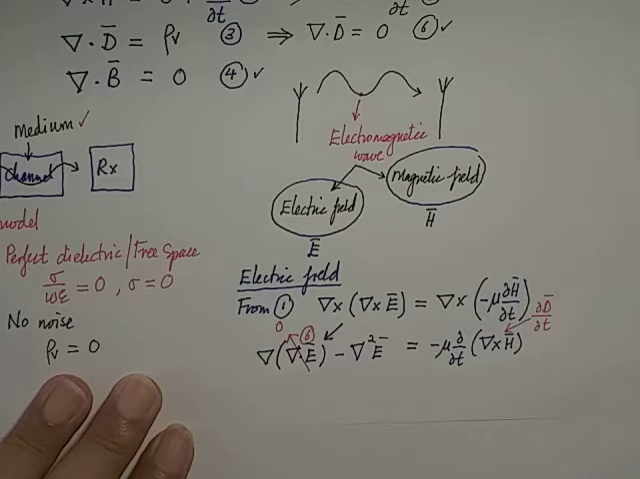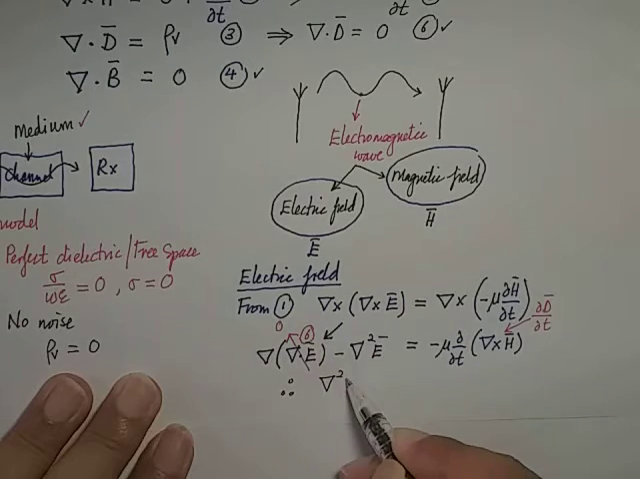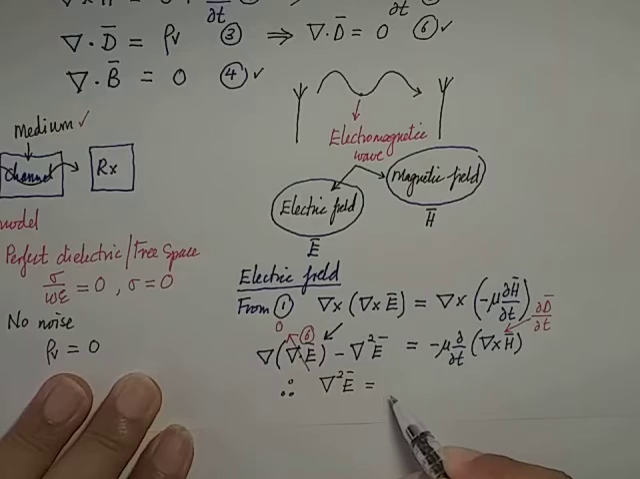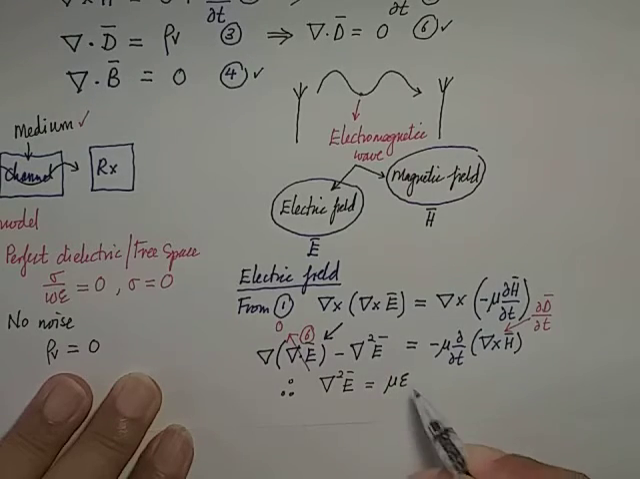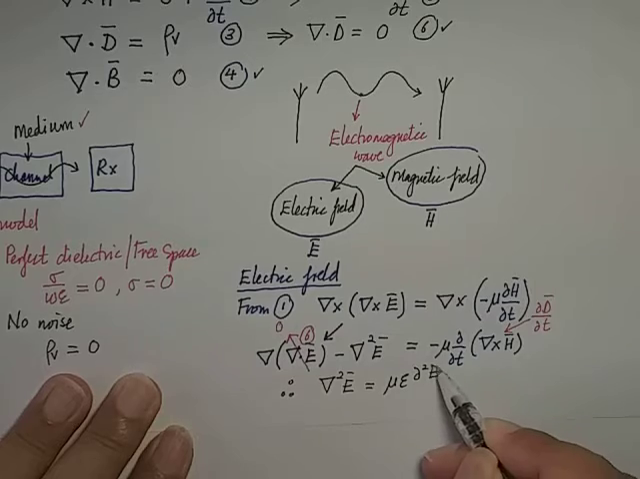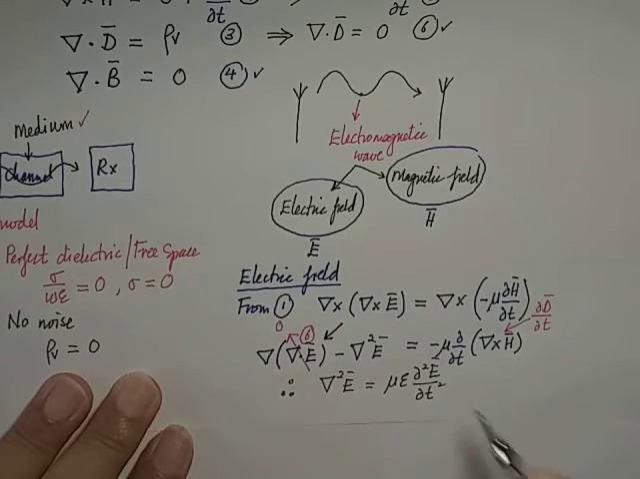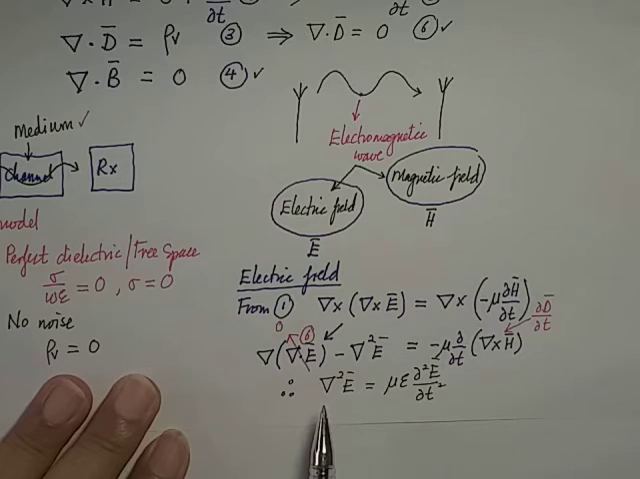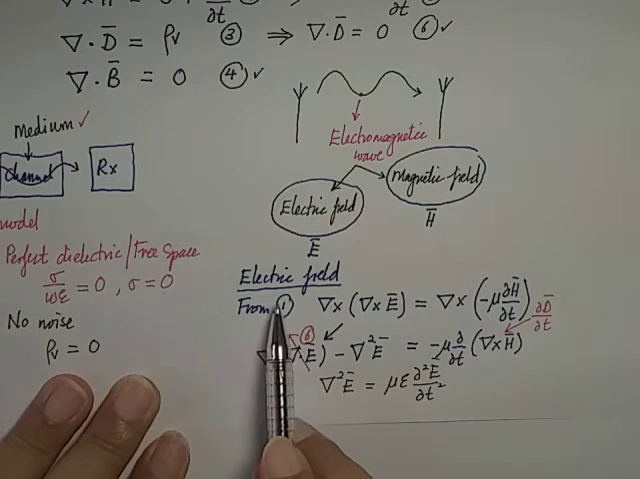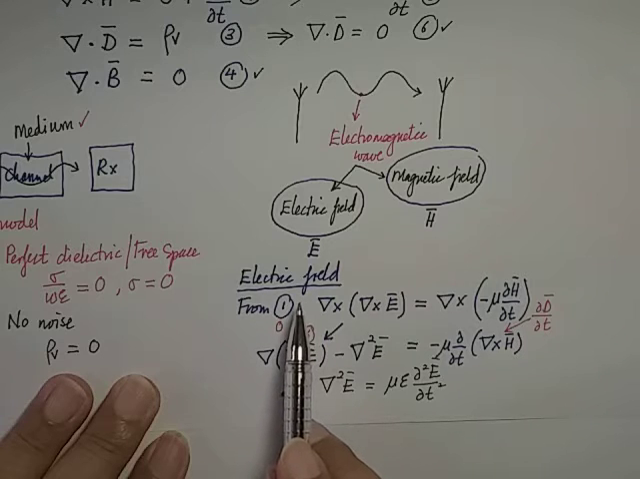So what we're going to end up with is a special equation. Negative and negative will cancel each other. What we're going to have is del square E equal to mu epsilon d square E over dt square. You see, all the terms that appear in this equation only contain electric field. That's what we want, because we want to model electric field. So it's very important to develop an equation that only contains electric field.